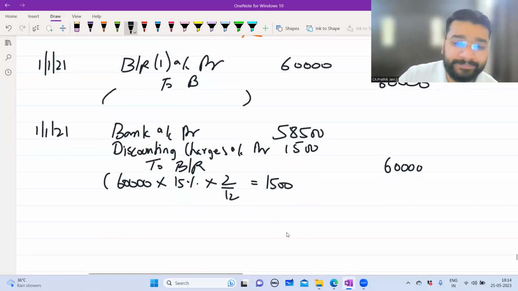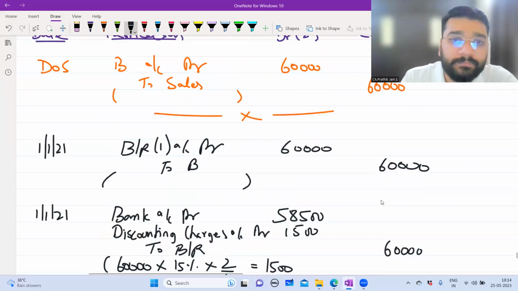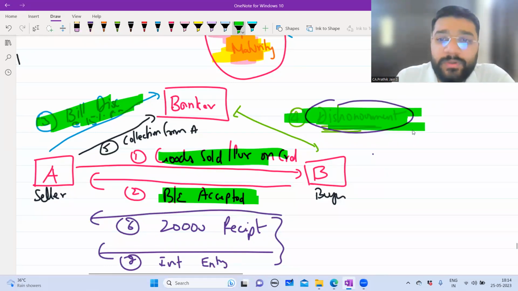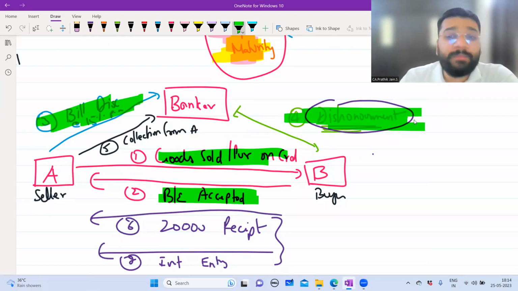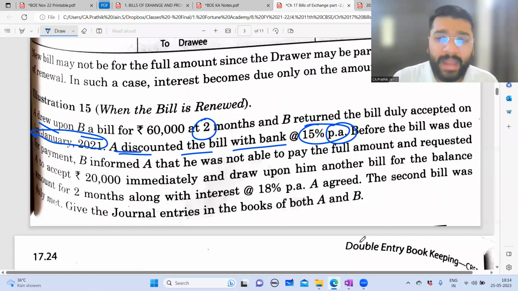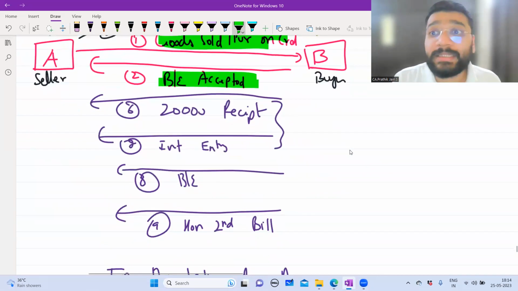Now, people, let's go back to our drawing. If you go in the sequence, what is the fourth event? The fourth event is dishonorment, which means on the due date, B is saying that I'm really sorry, I'm running short of cash. Kindly grant me an extension for additional how many months? 2 months.